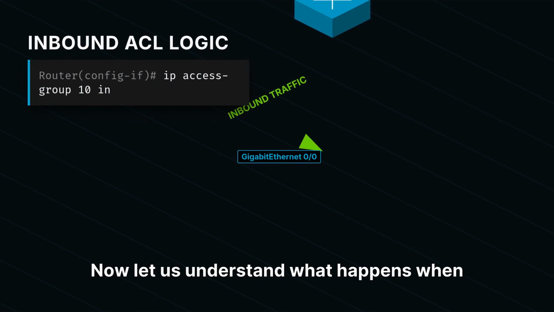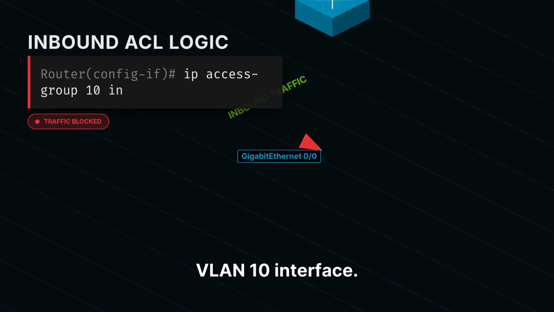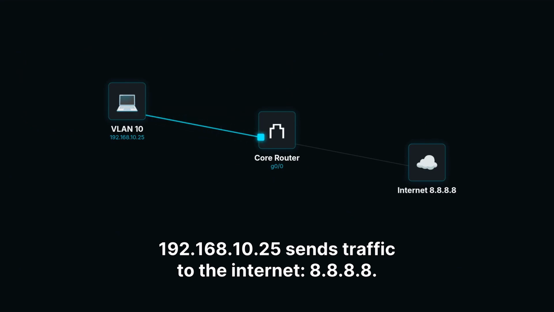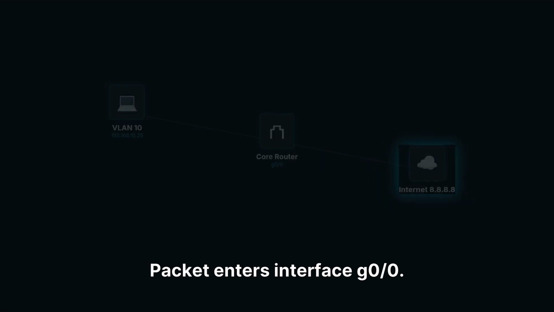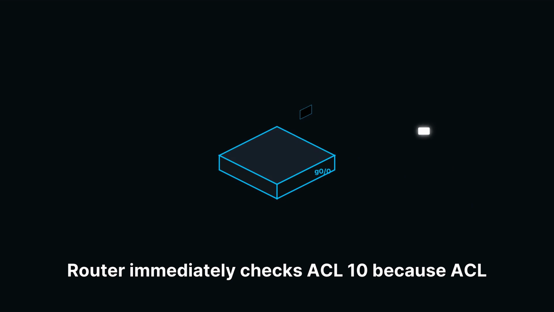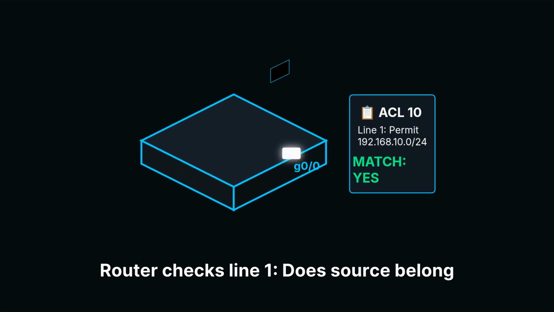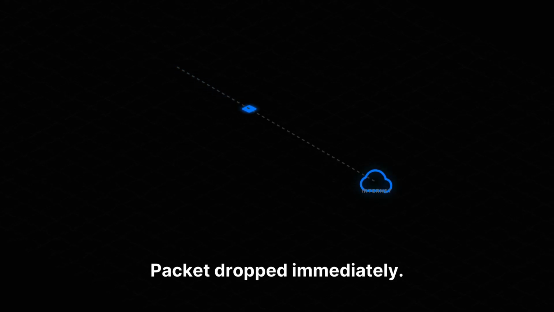Now let us understand what happens when we apply this ACL inbound on the VLAN 10 interface. A user from VLAN 10 with IP 192.168.1.25 sends traffic to the internet, 8.8.8.8. Packet enters interface G0/0. Router immediately checks ACL 10 because ACL is applied inbound. Router checks line 1. Does source belong to 192.168.1.0/24? Yes. Action: deny. Packet dropped immediately.